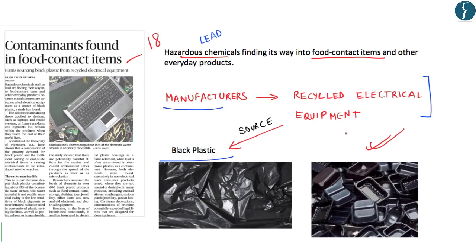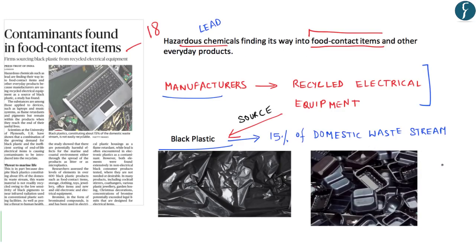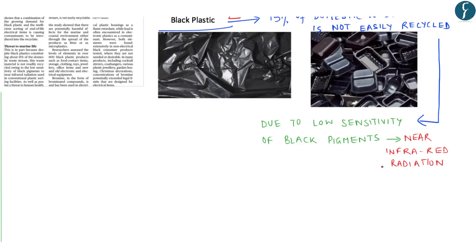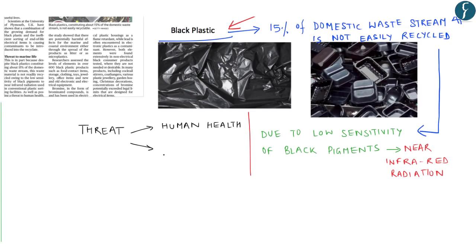And because of use of food and other items in these black plastics, hazardous chemicals are finding their way back into the food contact item. These black plastics constitute about 15% of domestic waste stream, and this waste material of black plastic is not easily recycled due to low sensitivity of black pigments to near infrared radiation, which is generally used in conventional plastic sorting facilities. So due to the low sensitivity, this black plastic does not easily get recycled, and this is the reason why hazardous chemicals used in these black plastics are finding their way back to the food system. Now this also poses a significant threat to human health as well as to the marine environment.